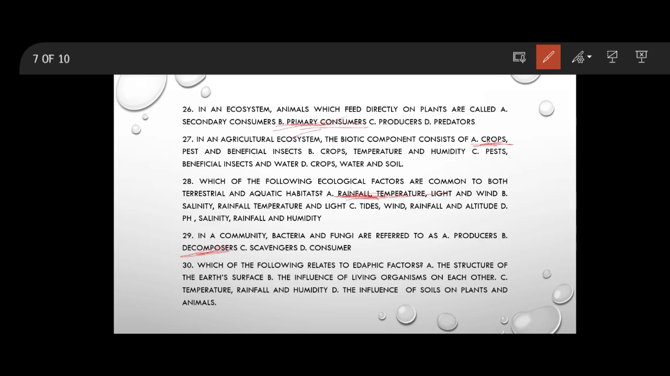Which of the following relates to edaphic factor? Edaphic factors, this is the nature of the ground. Abiotic, non-living. Biotic, living. Edaphic is the nature of the ground, like the slope, the plane of the ground, the mountain, stuff like that. So the structure of the earth's surface seems like a possible answer, right? The influence of living things on one another is a biotic factor, so it cannot be the answer. Temperature, rainfall and humidity are abiotic factors. The influence of soil on plant and animal, no. The structure of the ground is our best option there, option A.